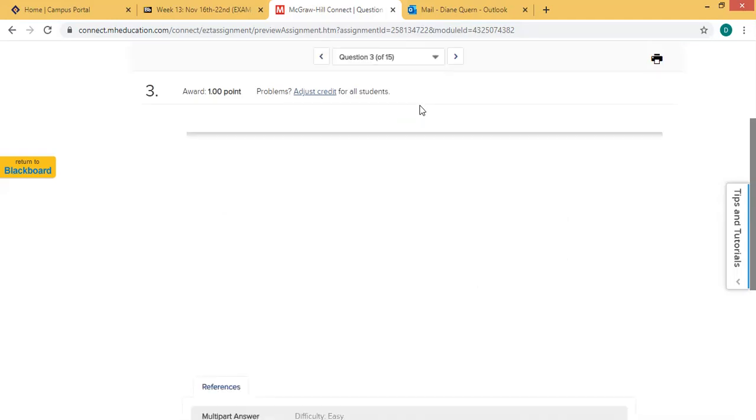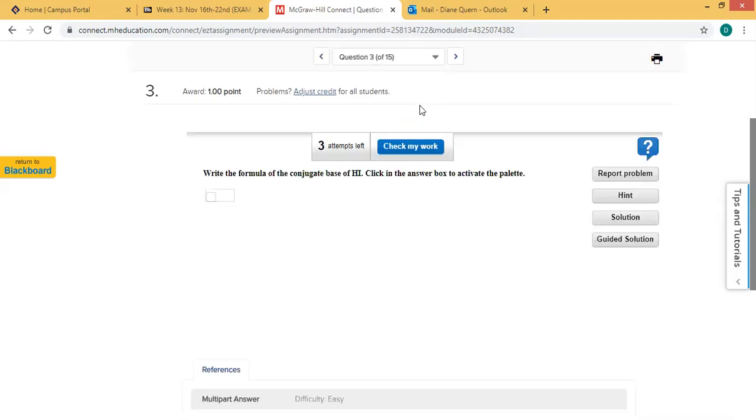Let's look at another one. Write the formula of the conjugate base of HI. So HI is an acid. Let me show you a little bit better here. Let's go to the whiteboard so we can see exactly what conjugate base means. All right, so you should be able to see the whiteboard ahead of you. So HI was the acid that they gave us.